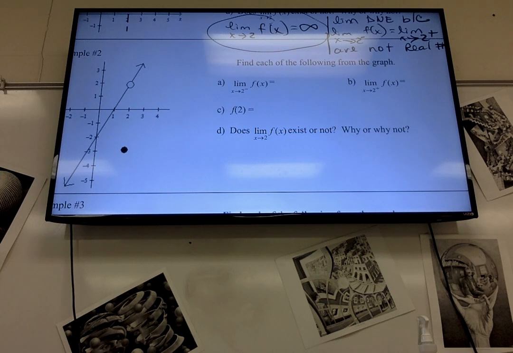Okay, so the limit as x approaches 2 from the left of f of x. Brooklyn, what do you think?